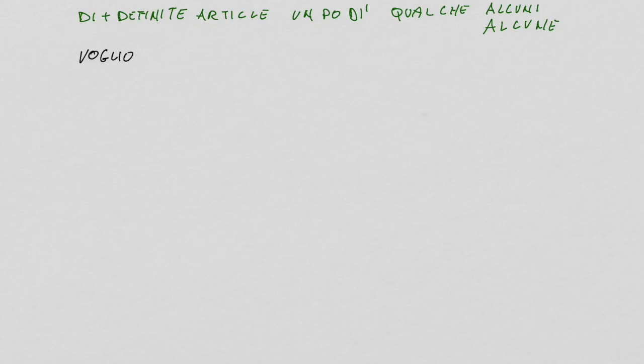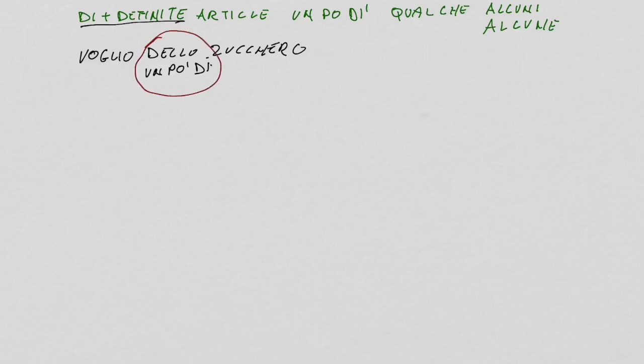You can use the partitive article. So, voglio dello zucchero. Now, you can even use the phrase un po' di, since it's an uncountable amount of something. So, you can also say un po' di zucchero. In this case, remember that you can't use qualche or alcune because they are never used with uncountable nouns. Another sentence. I buy some books. I buy, compro, now some books.